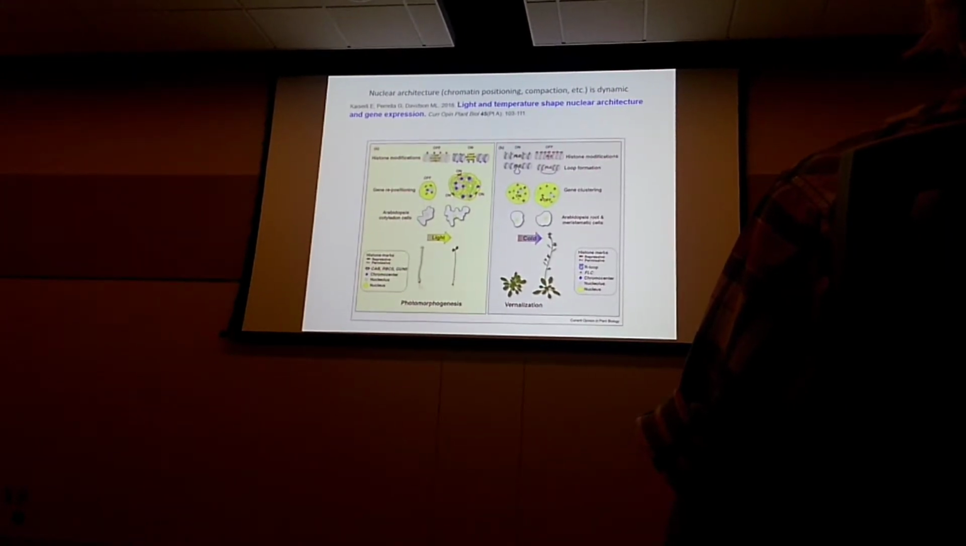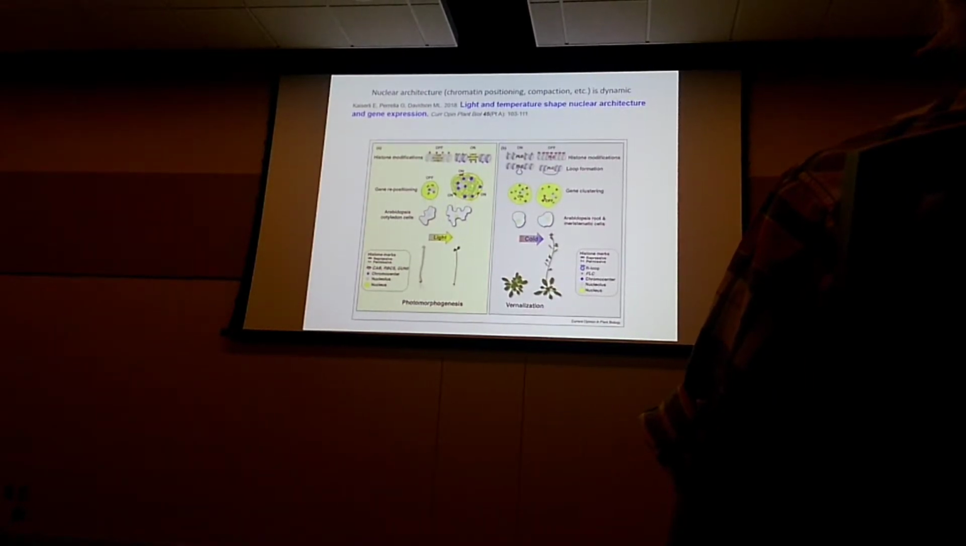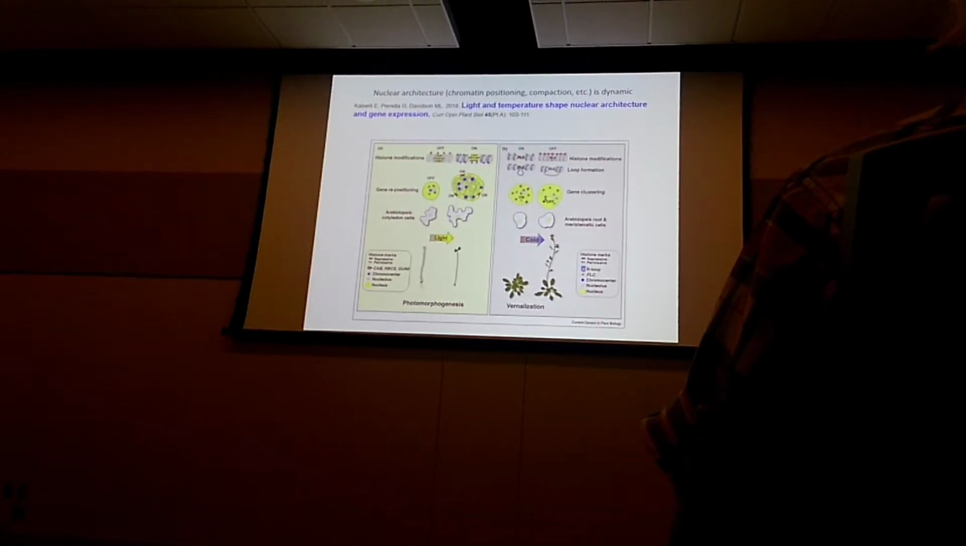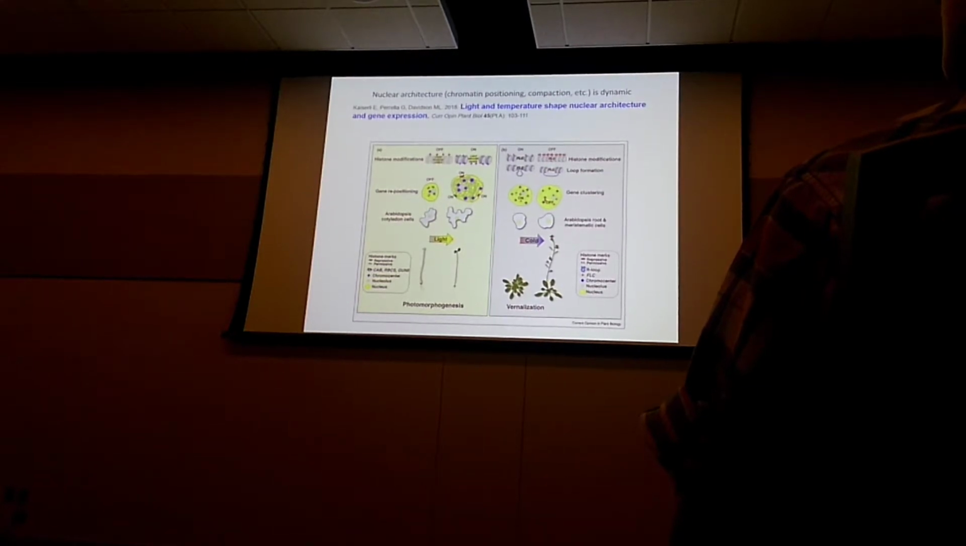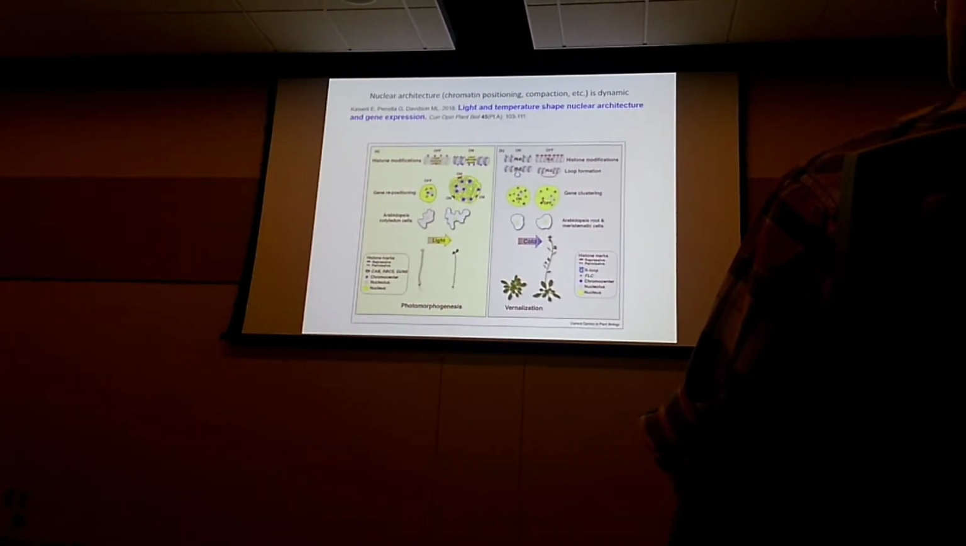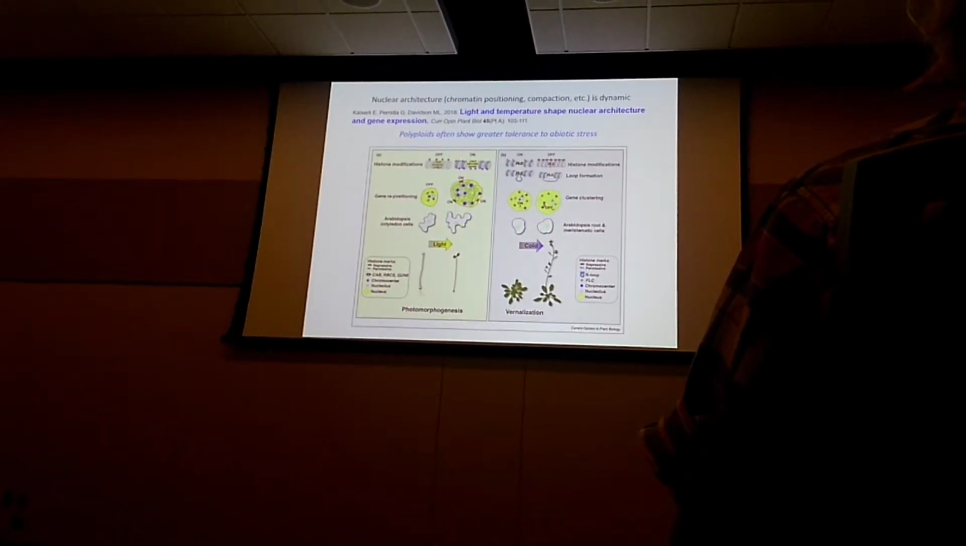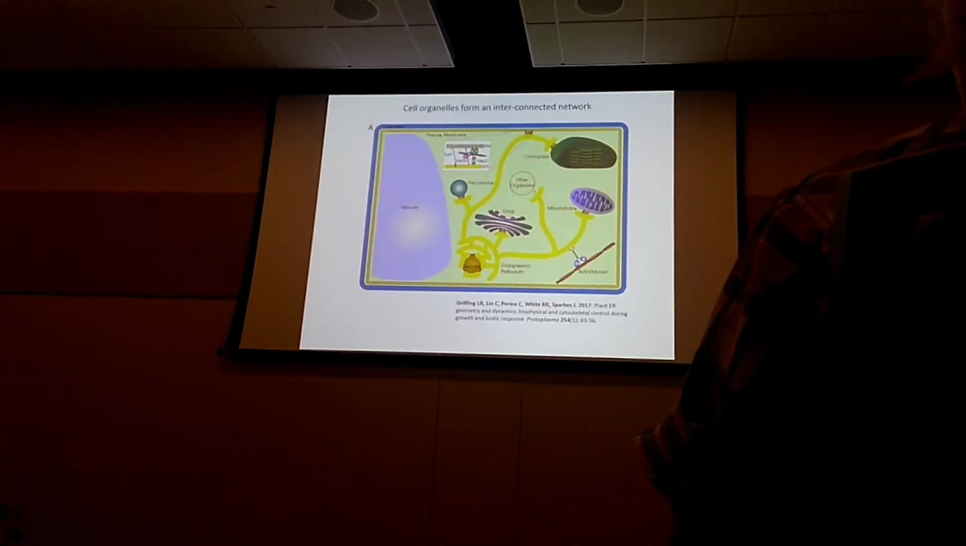We're finding out that light and abiotic stresses regulate or change the transcriptional state of plant cells by actually changing the dynamic nature of chromatin and changing the positioning of chromatin. So here are some recent papers on that as well. Polyploids often show greater tolerance to abiotic stresses. Is this part of the answer to that question?